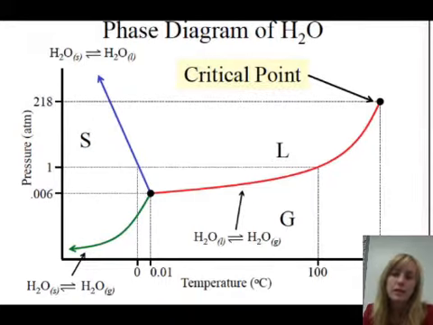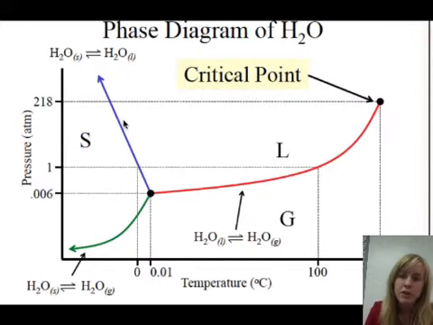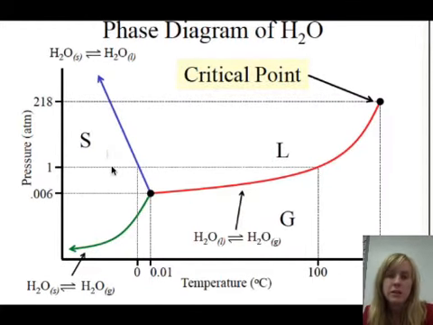The critical point is the point at which it's impossible to distinguish between liquids and gases. For water, this occurs when the pressure is greater than 218 atmospheres and the temperature is greater than 374 degrees Celsius. As you continue to heat the substance in a closed container, the concentration of gas increases as more liquid evaporates. That causes the density of the gas to increase.